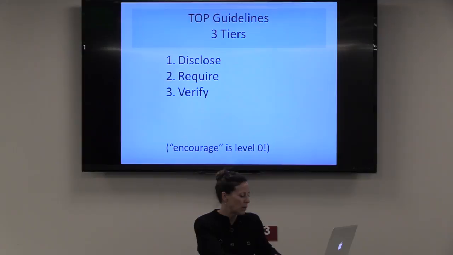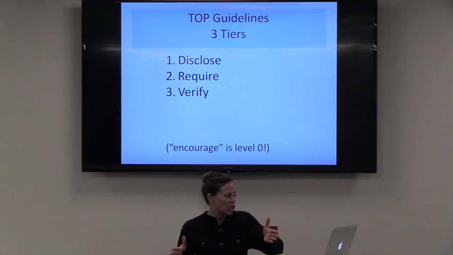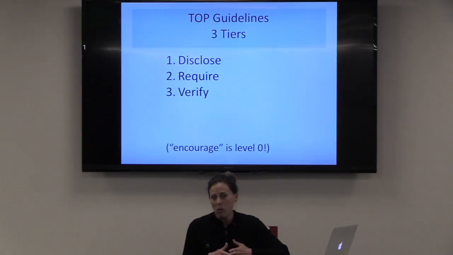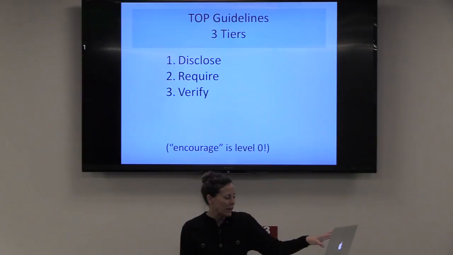So these are those eight dimensions. These are the tiers that journals can choose to land on for how that would be required for their journal disclosure requirement or verification. And these TOP guidelines slides I took directly from TOP, these three or four slides, and that's their notation. Encourage is level zero. So again, away from the endorse and encourage.